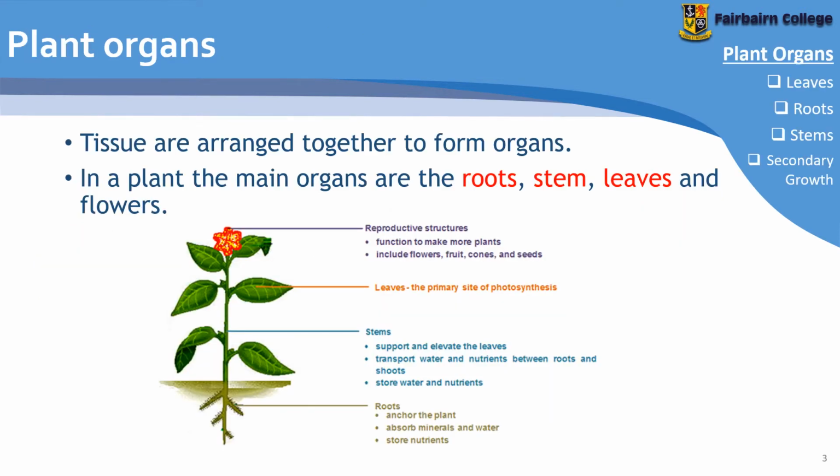So the best way to define organs is to say that organs are when tissues are arranged together for a specific function. Okay, so tissues arranged together to form organs. And the organs in plants are the roots, the stem, and the leaves. Flowers and fruit are also classified as organs, but we're not going to look at them in this video.